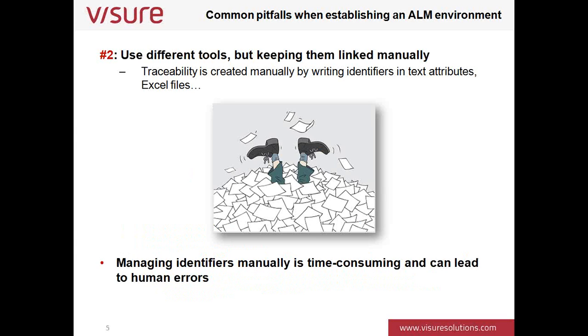The next step may be using specific tools for each discipline, requirements management, quality management, etc., and writing identifiers in trace matrices somewhere in text attributes or Excel files. This is obviously not good as well, because a lot of manual tasks are involved, which are subject to errors, etc. So we should let the technology do the hard job and let us work efficiently instead of manually.